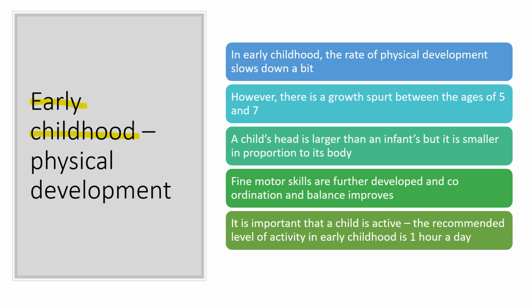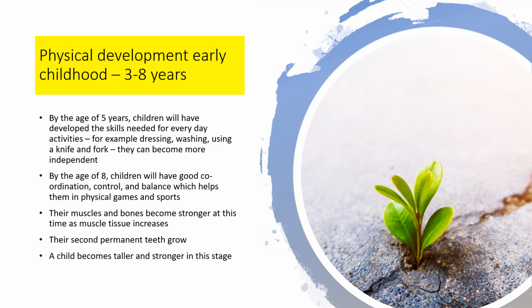Fine motor skills are developed much further, so things like coordination and balance improves. So in early childhood, for example, a child will learn to ride a bike. They can balance on a sort of balance beam. They are able to do games such as skipping, for example, which require coordination. And during this life stage, it's very important that a child is active. The recommended level of activity in this life stage is an hour a day. So between the ages of 3 and 8, there are some key milestones. So by the age of 5, children will have developed the skills needed for everyday activities.